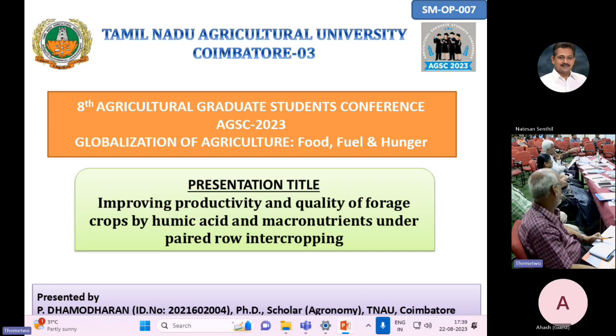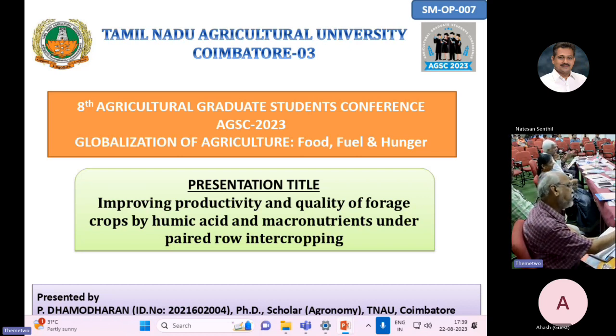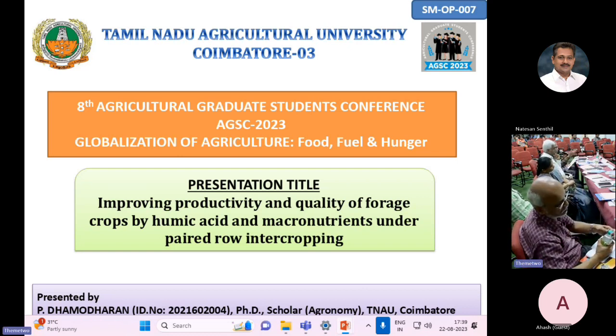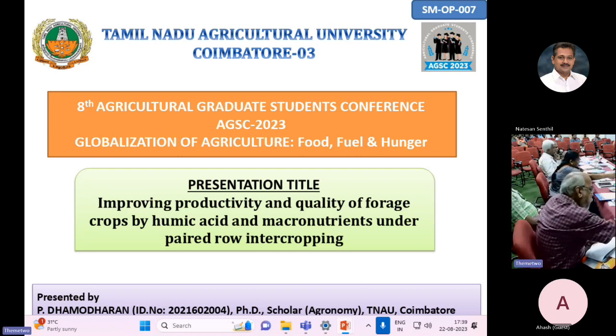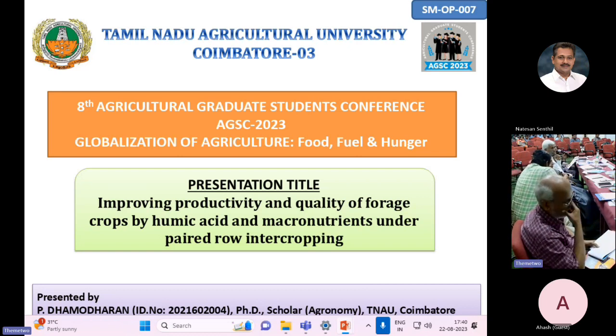Suppose there is a box in the market. That box was filled with some cow dung liquid, but on the label it says humic acid. How do you distinguish whether it is cow dung liquid or humic acid? How do you ensure that what you purchased and applied is humic acid? Generally, humic acid doesn't fall under the FCO standard, the Fertilizer Control Order standard. But how do you ensure that it is humic acid? Please.